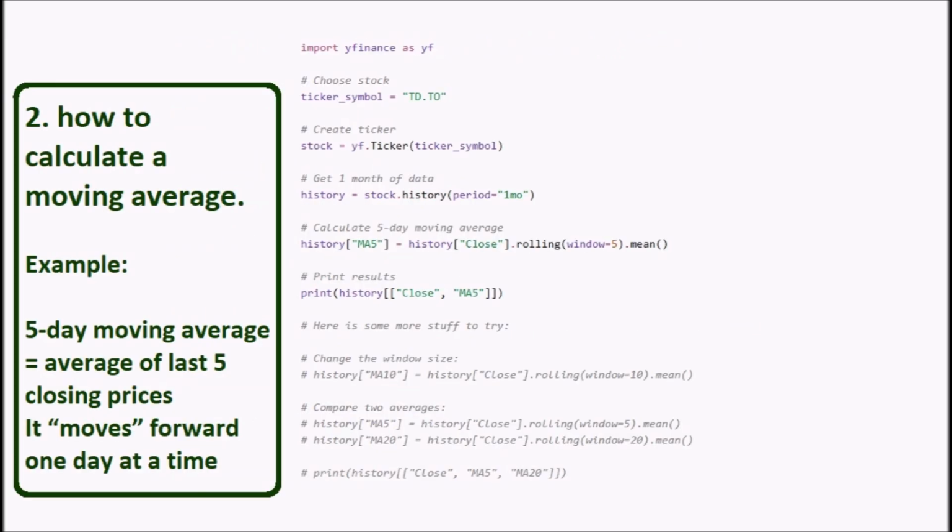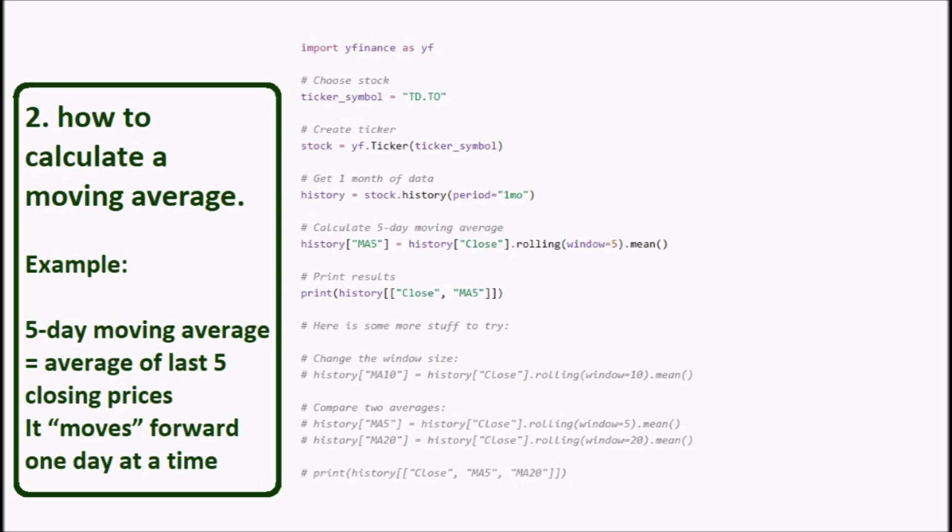Example 2, calculating a moving average. A moving average smooths out stock price data over a defined period, like 5 days. Line 1, import yfinance as yf. Imports the yfinance library for fetching stock data. Line 4, ticker_symbol equals TD.TO. Sets the stock symbol for Toronto Dominion Bank. Line 7, stock equals yf.Ticker of ticker_symbol. Creates a ticker object for the stock.